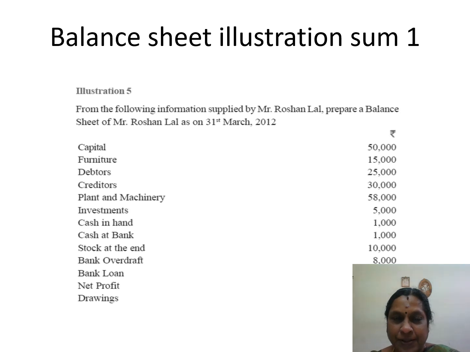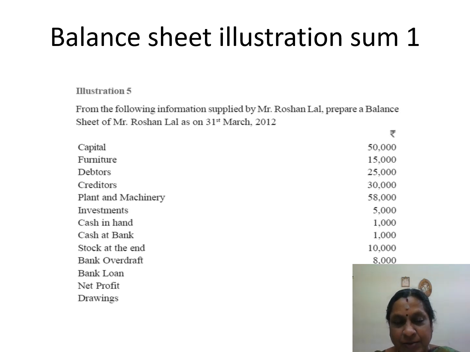Now this is the first sum. From the following information supplied by Mr. Roshan Lal, prepare a balance sheet of Mr. Roshan Lal as on 31st March 2012. The problem goes like this. A list of items is given: capital, furniture, debtors, creditors, plant and machinery, investment, cash in hand, cash at bank, stock at the end, bank overdraft, bank loan, net profit and drawings. These are the list of items given.